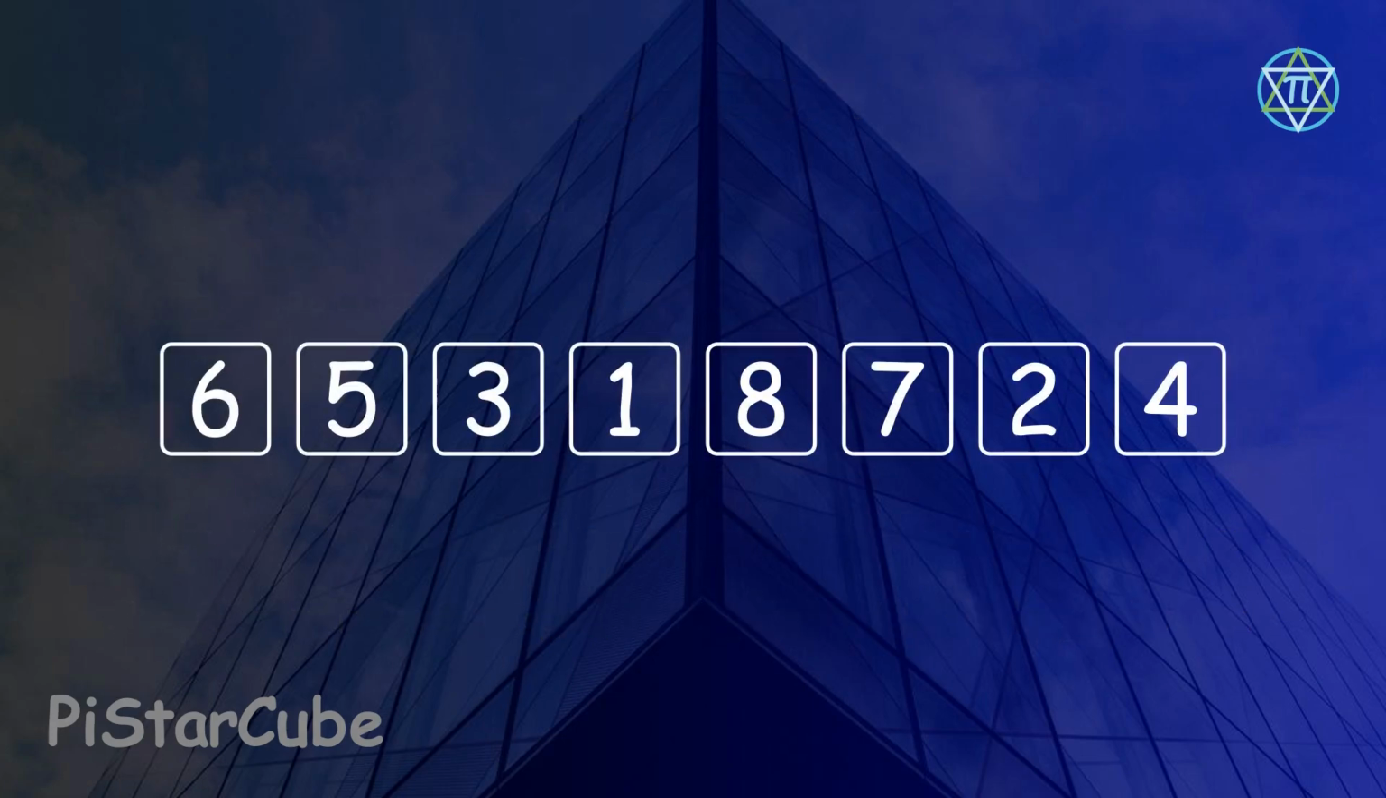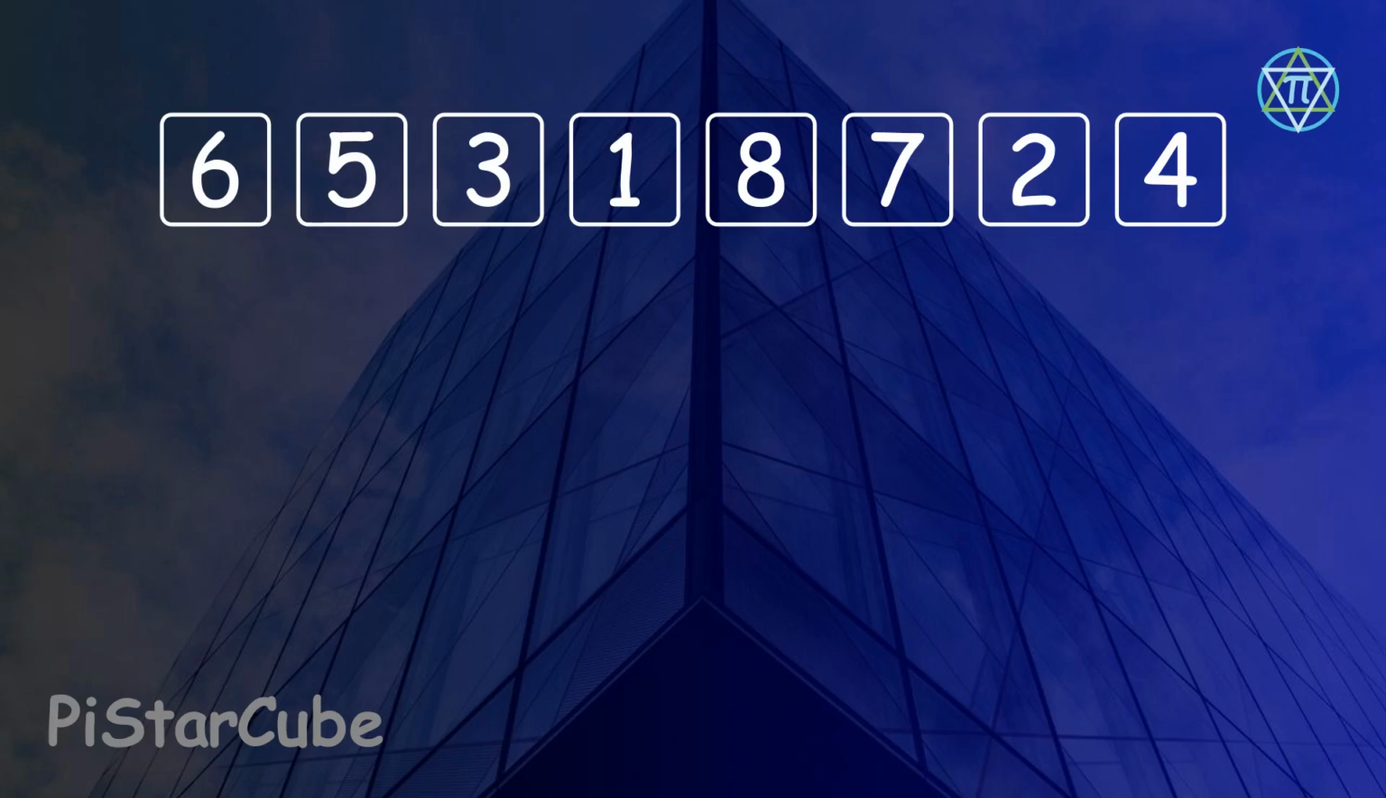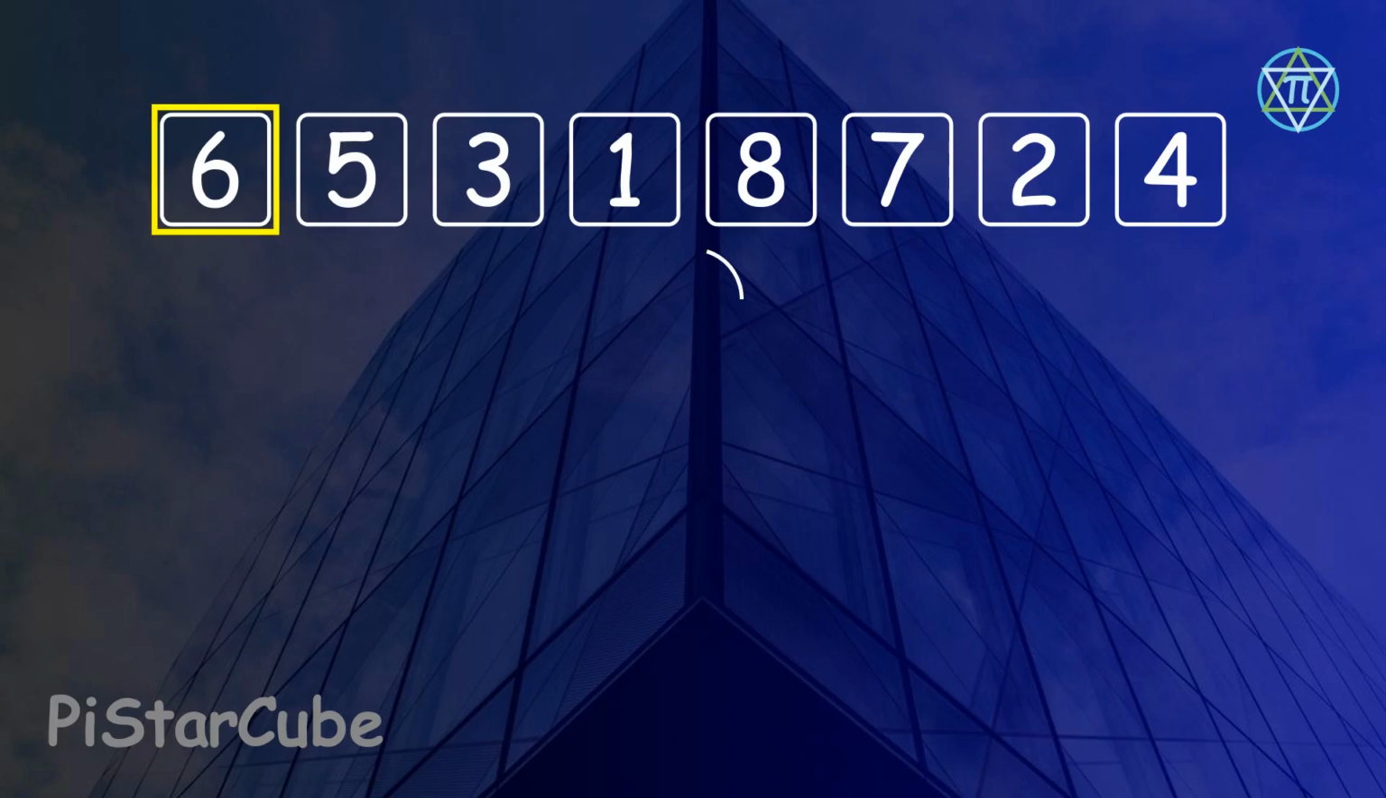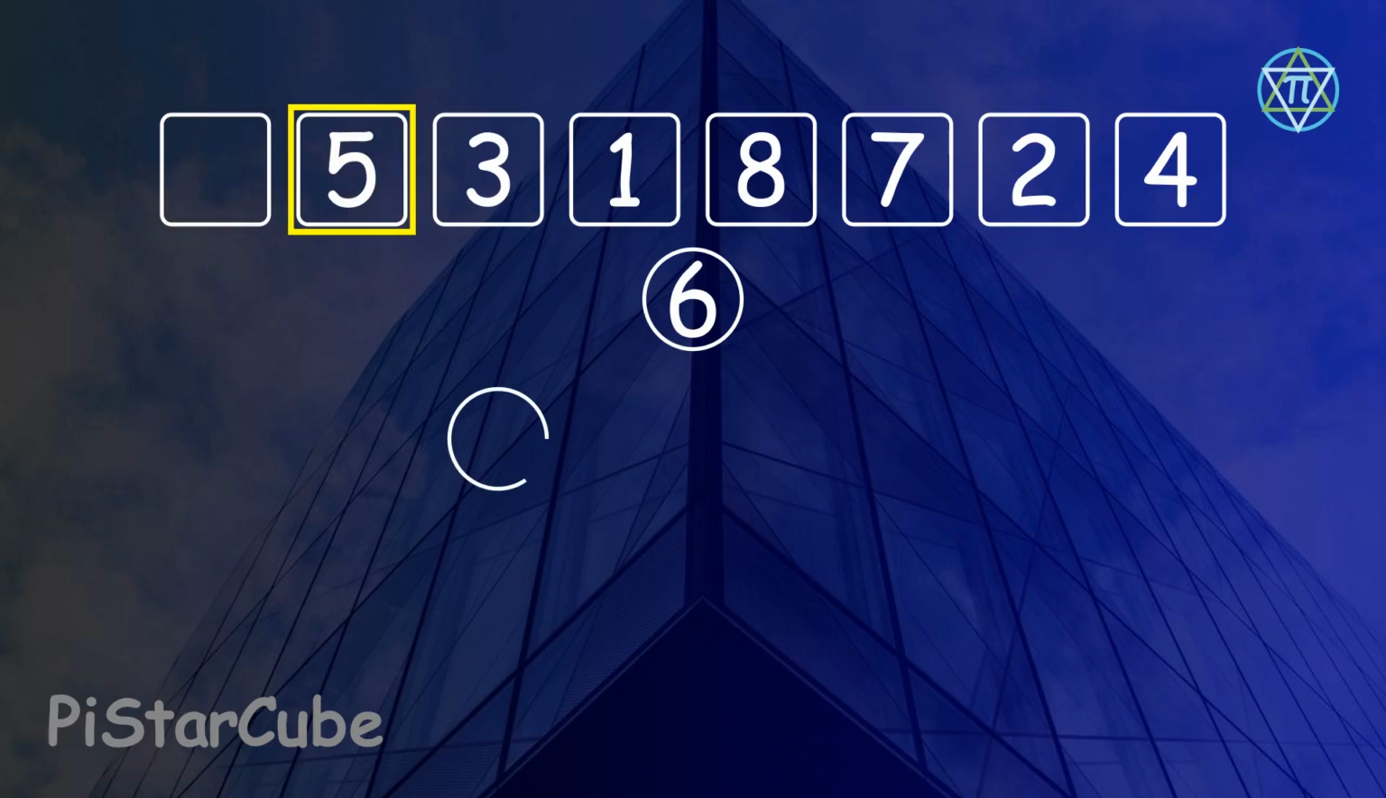We start with this unsorted array of numbers: 6, 5, 3, 1, 8, 7, 2, 4. Now we'll begin building a max heap for these numbers. First, let's understand what a max heap is.